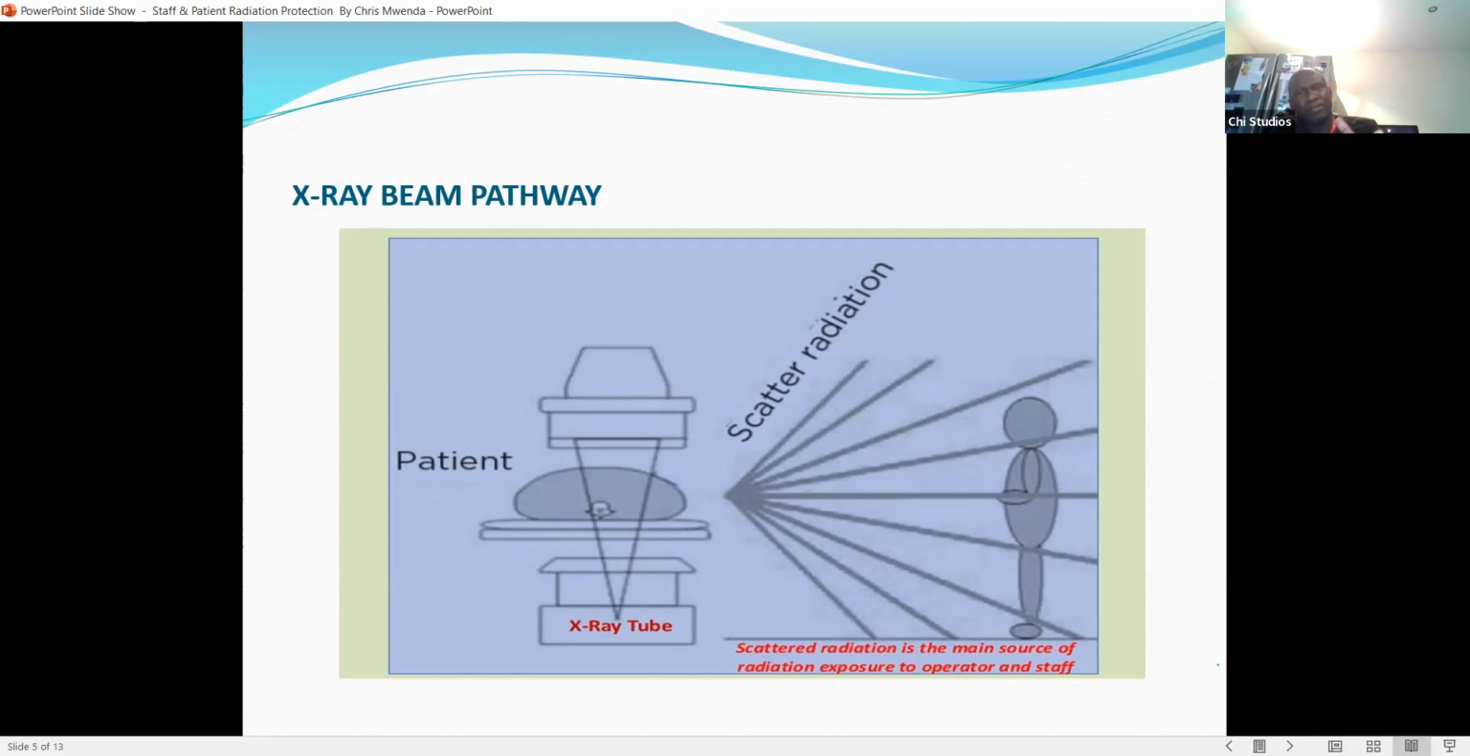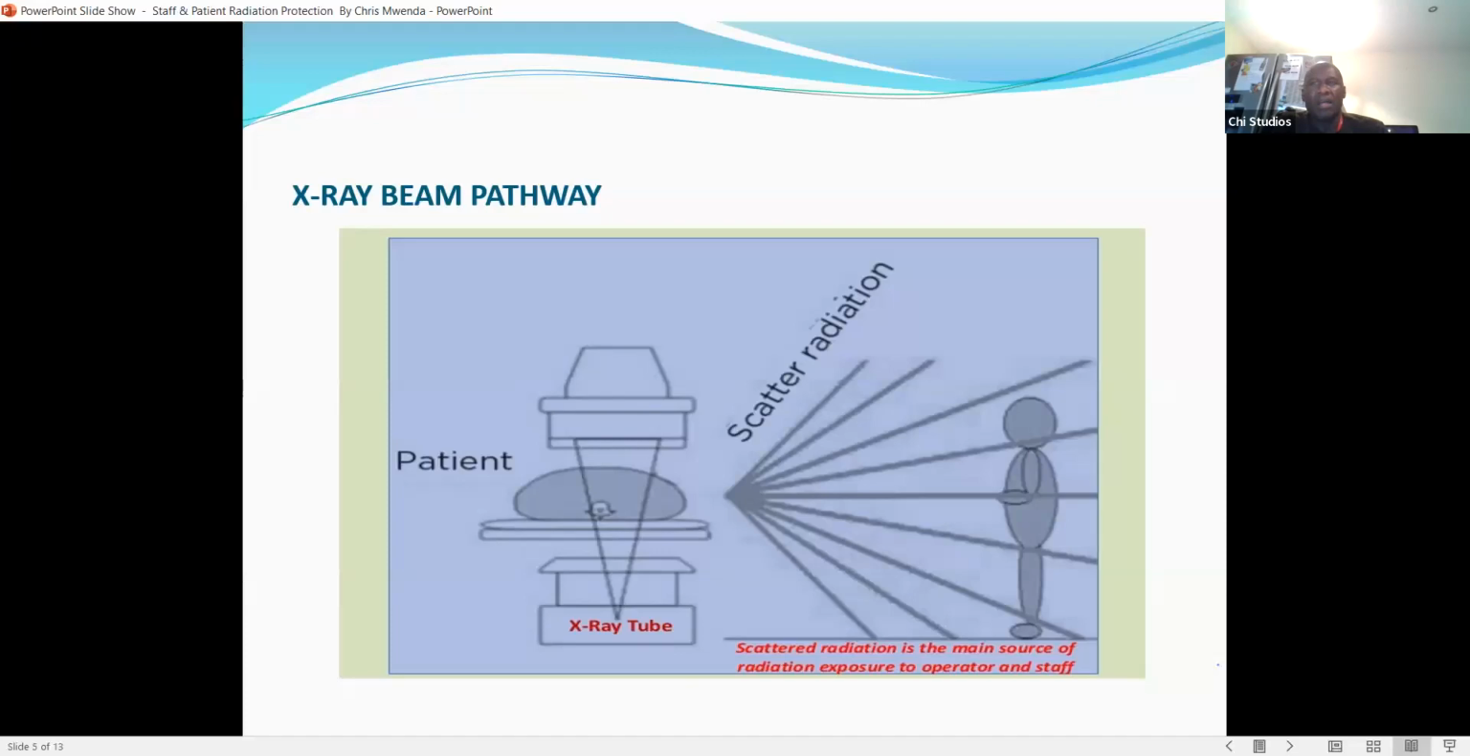So if you have got a big patient, obviously there'll be big scatter. How do we reduce this scatter? Obviously, it is the responsibility of the radiographer to make sure that everyone who is involved in the procedure is wearing PPE, personal protective equipment. If he needs to wear the lead glasses like a consultant who's nearer, he needs to be wearing them. If he needs to wear the shields, he needs to wear them.